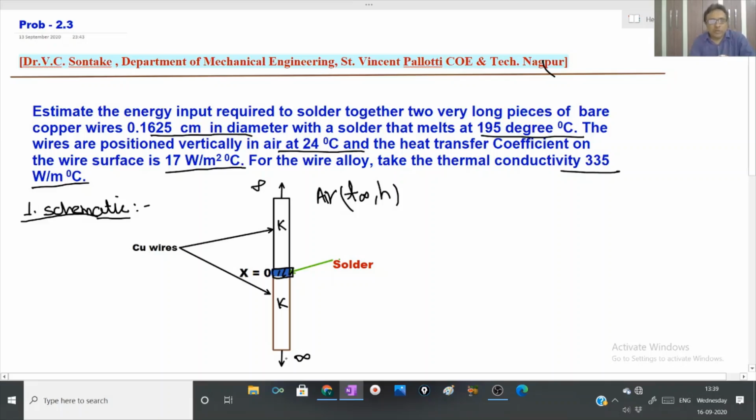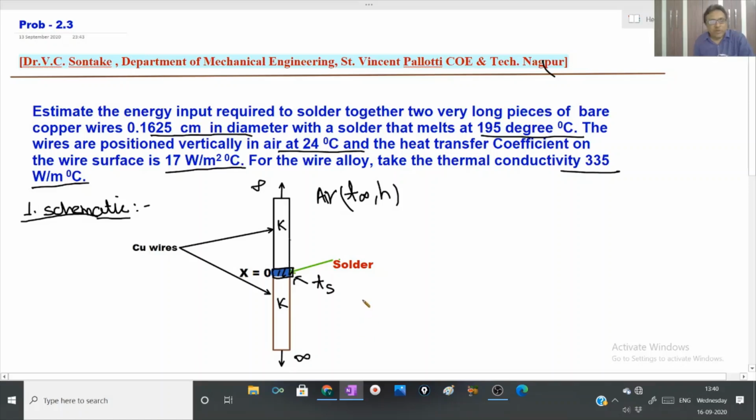Now, if we closely observe, the joining of these two wires with the help of solder is nothing but two fins of infinite length connected to the heat source. So this will be the heat source point. And let's say this solder is at temperature Ts. So we are supposed to calculate what will be the energy required to solder these two wires.